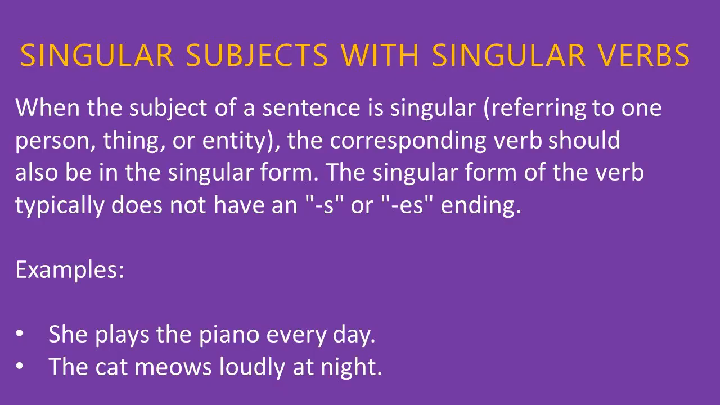Singular subjects with singular verbs. When the subject of a sentence is singular, referring to one person, thing, or entity, the corresponding verb should also be in the singular form. The singular form of the verb typically does not have an s or es ending. She plays the piano every day. The cat meows loudly at night.